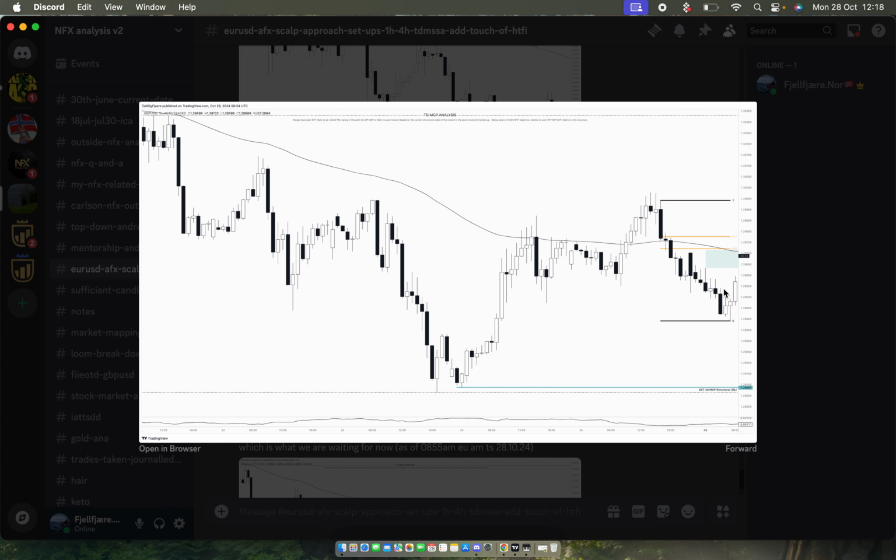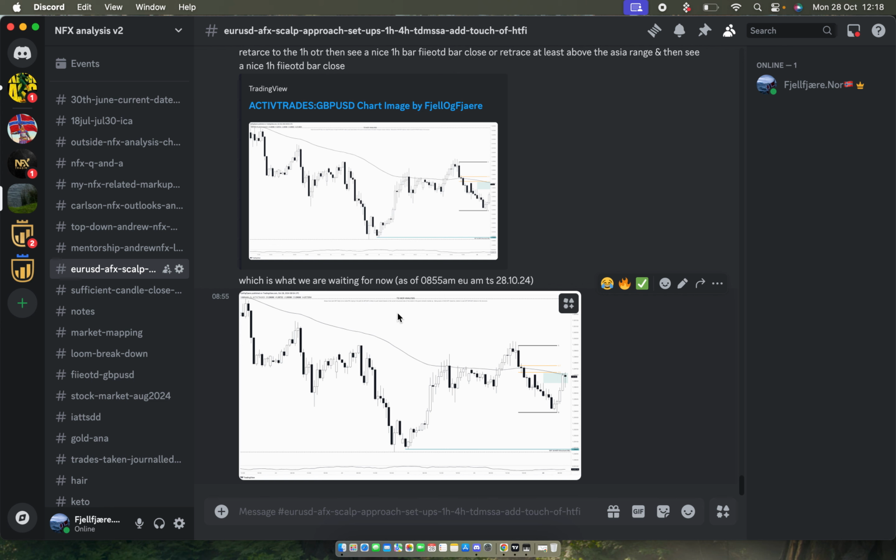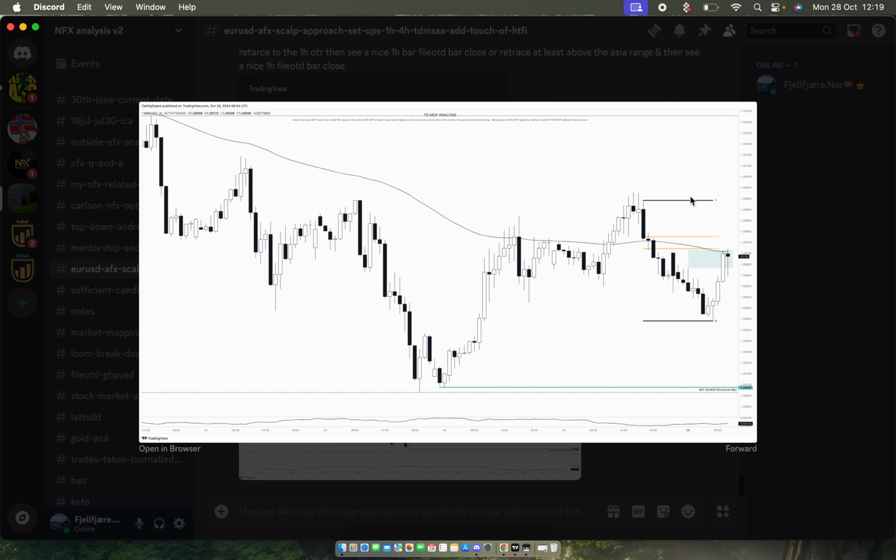And yeah, so I wanted to see the market retrace to these prices or better, and then see a nice 1 hour bar close, which, like I said, is what we're waiting for as of 8:55 a.m. So like this is all real time, you know. And I've also done this before too, as of the open.